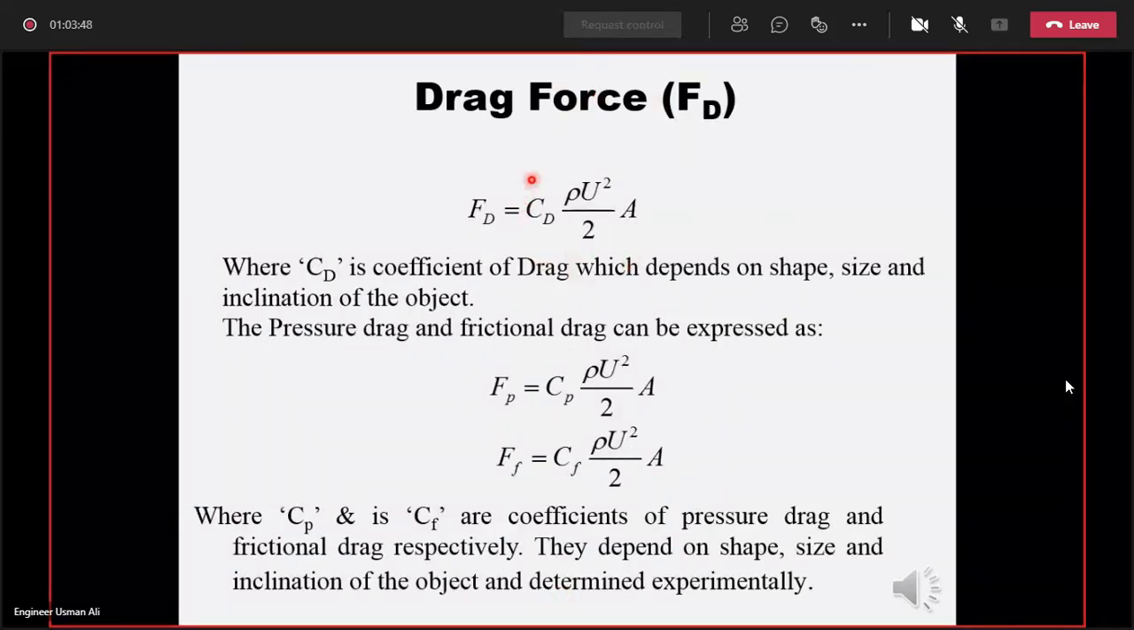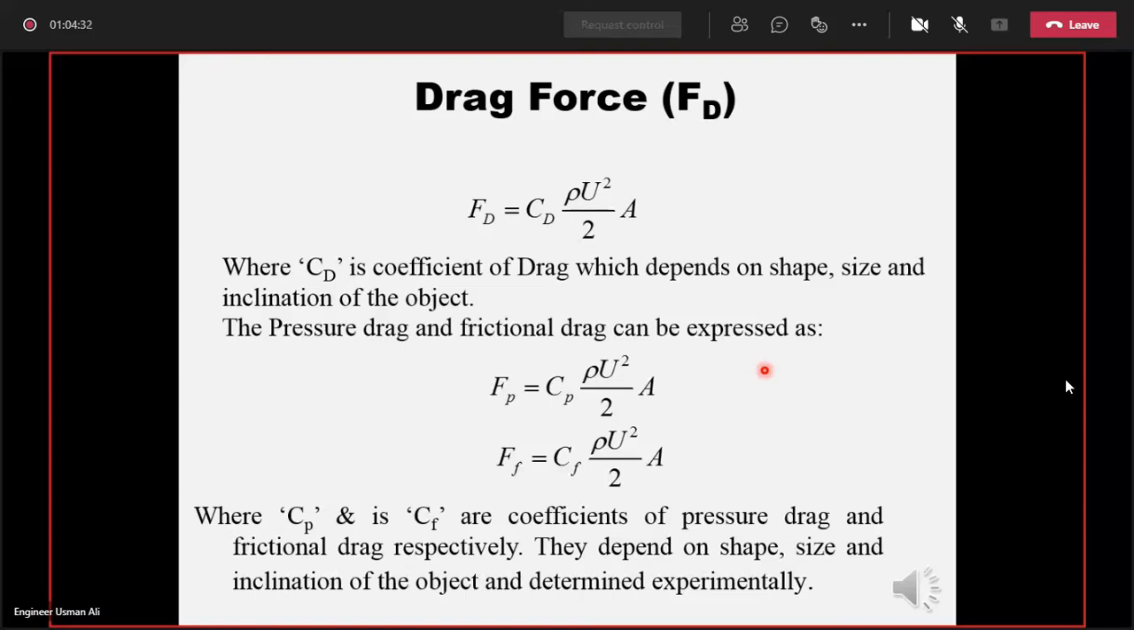Mathematically the drag force is again C_D rho u squared by 2 into A, where C_D is the coefficient of drag force and it depends on shape, size and inclination of the object, and it can be determined experimentally as well. Pressure drag and friction drag can be written on the same lines. F_P, the pressure drag, is C_P rho u squared by 2 into A, and F_F, the friction drag, is C_F rho u squared by 2 into A, where C_P and C_F are the coefficients of pressure drag and friction drag respectively. Again they can be determined experimentally and depend on shape, size and inclination of the object.